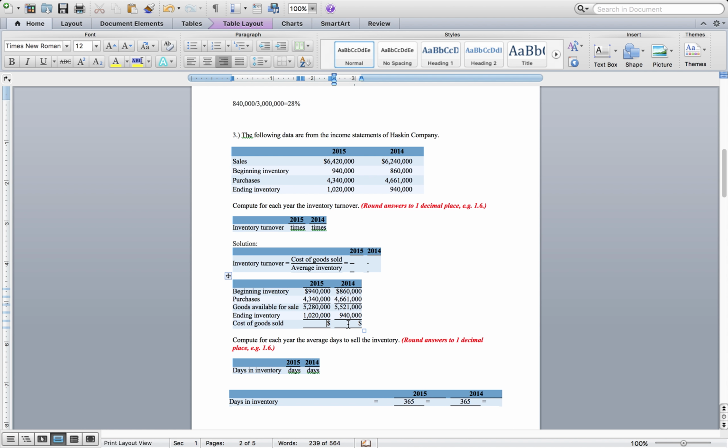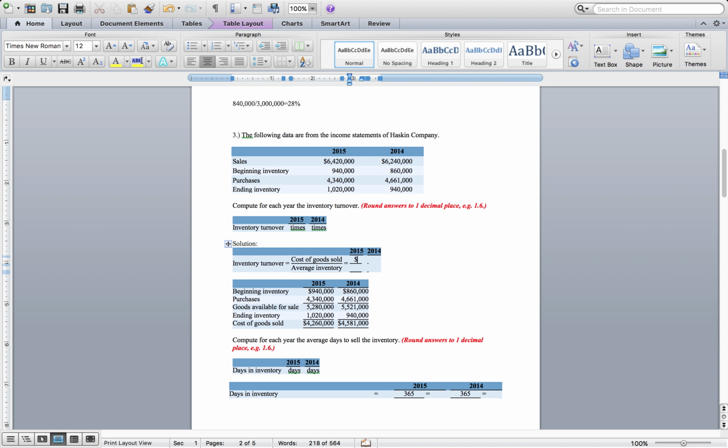And remember, subtract. Cost of goods available for sale minus ending inventory: for 2015, cost of goods sold will be $4,260,000. In 2014, it'll be $4,581,000. So again, 2015. Let's go up here to get our cost of goods sold. So now we know cost of goods sold for 2015.